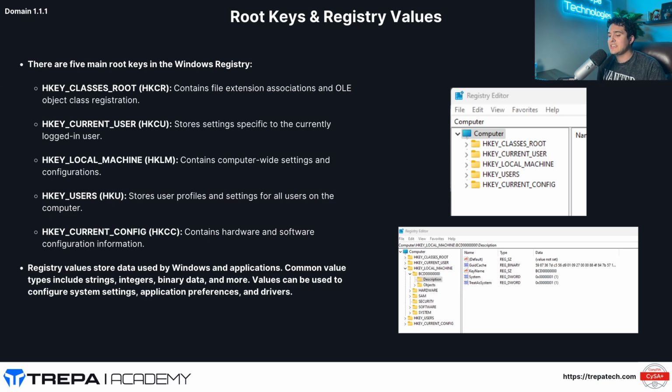Then we have the HKCC, the current config. So that's going to contain hardware and software configuration information, so for the current configuration of that device. So registry values store data used by Windows and applications. Common value types include strings, which is characters, integers, and binary data. You can even have hex data on there as well.